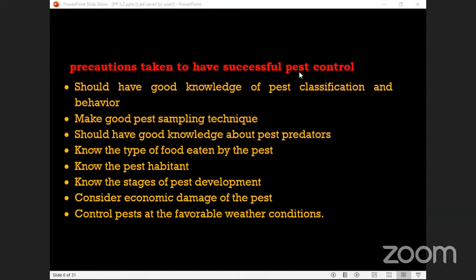The last point says, control pests at a favorable weather condition. Don't go and start spraying chemicals when it is raining, because the rainwater is going to dissolve the chemical and it becomes less effective.